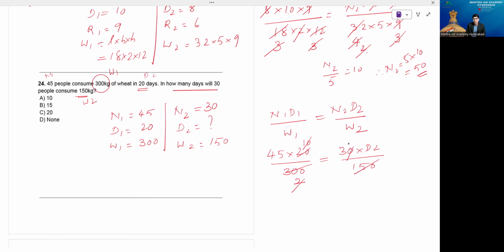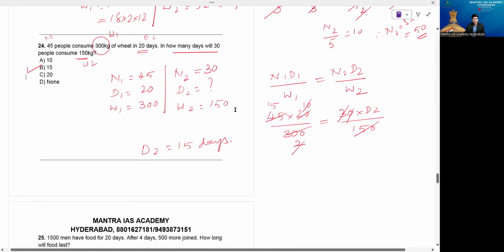Only 3, we have this side. 3 15s. So what's the story here? Number of days implies 15 days. That is the answer of yours. Beautifully, option B, beta. Then go to question number 25.